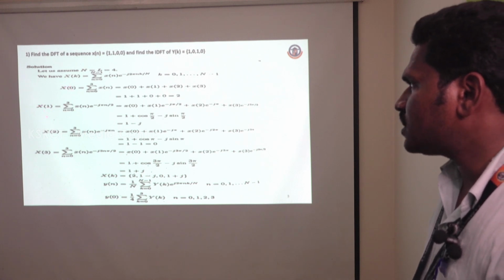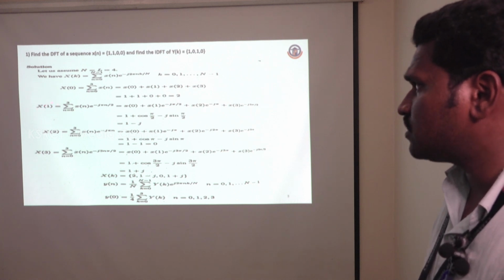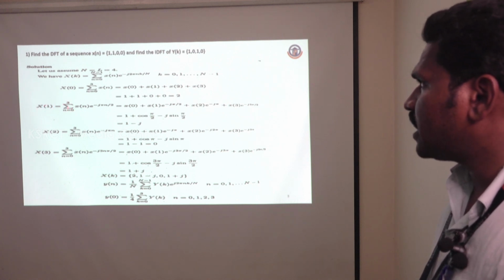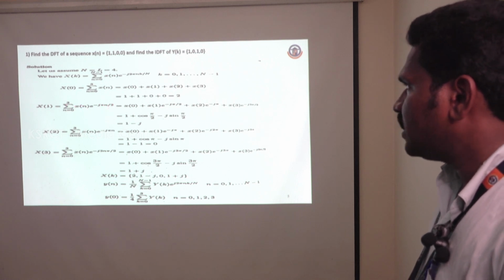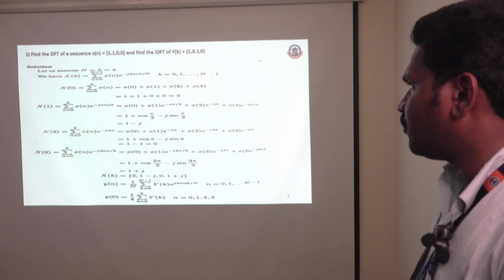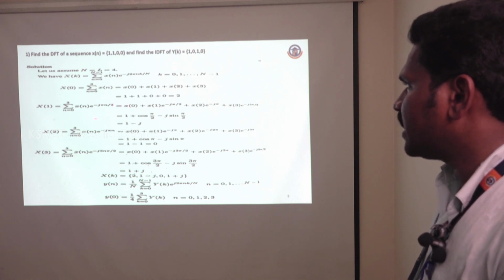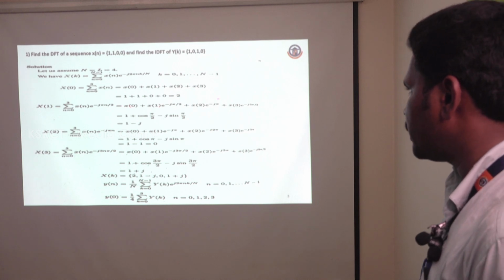So from this, first I will consider the k value, k is equal to 1. Therefore, the summation n varying from 0 to 3, x of n into e power minus j 2 pi n divided by k, where the n value is equal to 4, which is equal to, first n is equal to 0, substitute n is equal to 0, n is equal to 1, n is equal to 2, n is equal to 3.